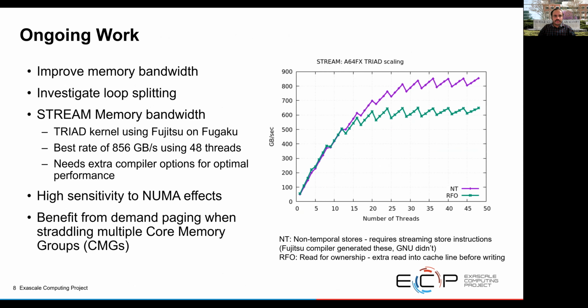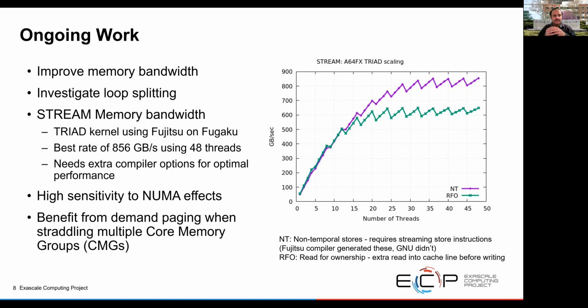There is a lot of ongoing work that we are still embarking on. We know that there is room for improvement in the memory bandwidth utilization for our case. We are also looking into loop splitting. It's a known issue that some of the larger loops need to be split to make better use of vectorization, as well as the limited number of out-of-order resources on the A64FX.